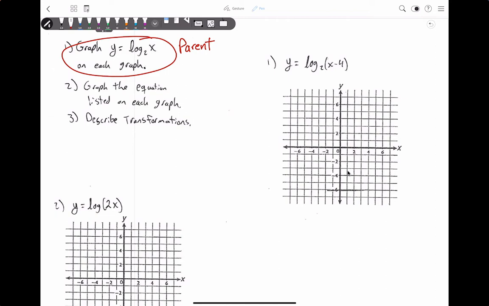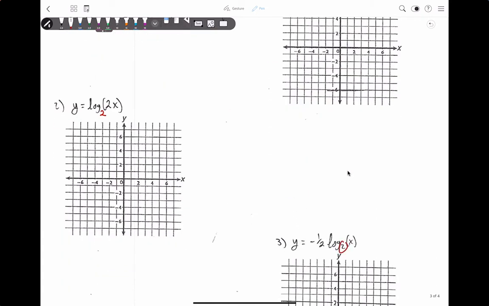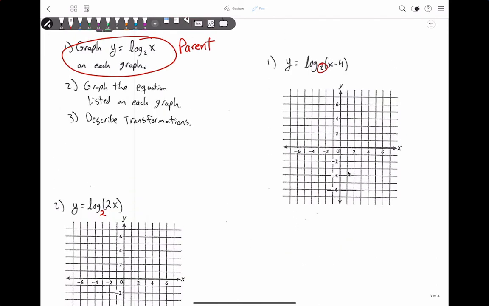I believe there's a mistake on the key. I think that this should be log base 2 as well, to match log base 2, and to match log base 2. So go ahead and take that as an interpretation. Then we're going to graph the equation listed on each graph and describe the transformations.